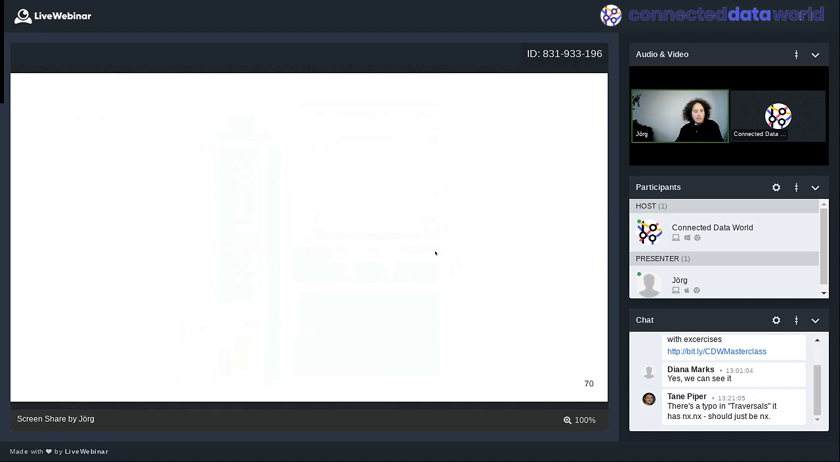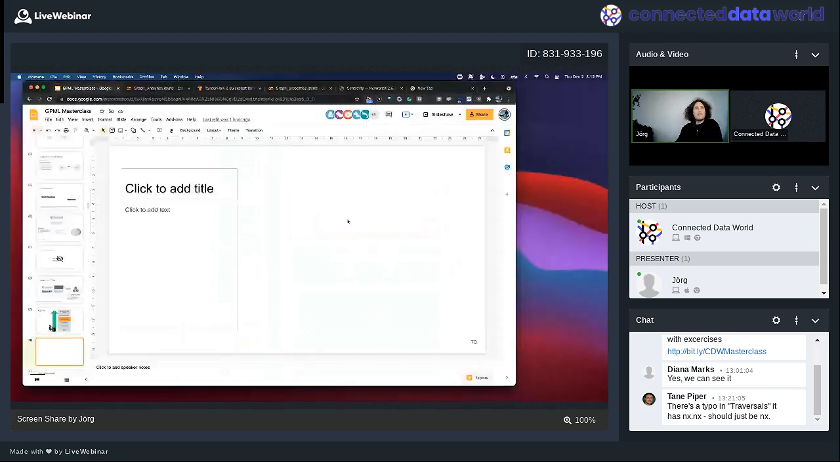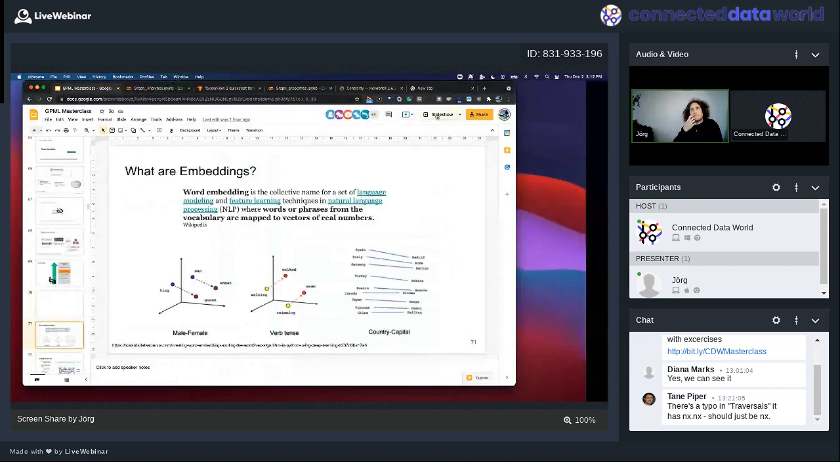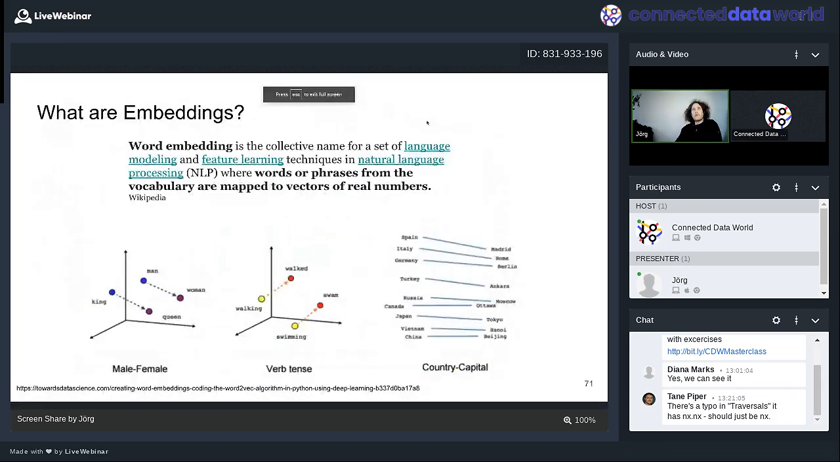It would be nice if the slide is showing up. Actually, skip over that empty slide. And that leads to the question: what are embeddings, or what are embeddings used for?